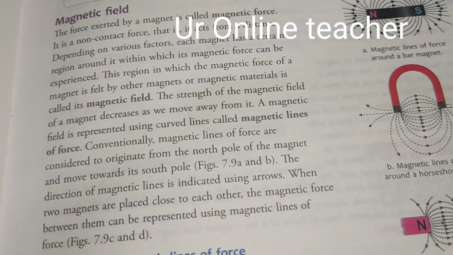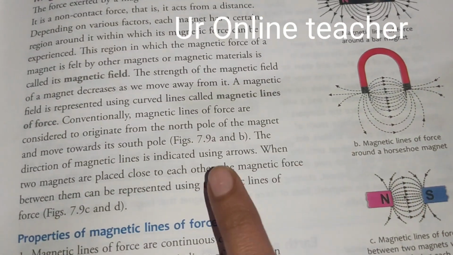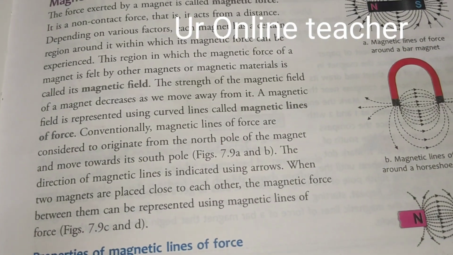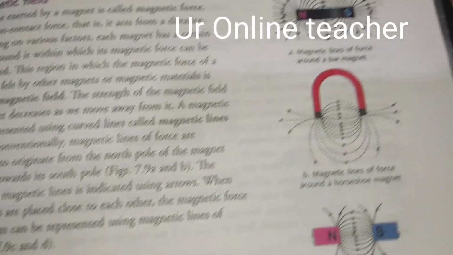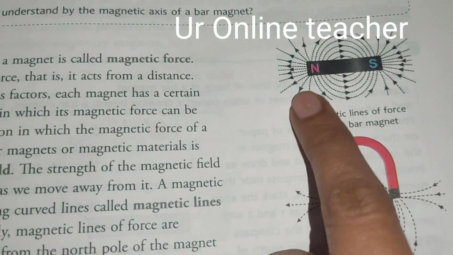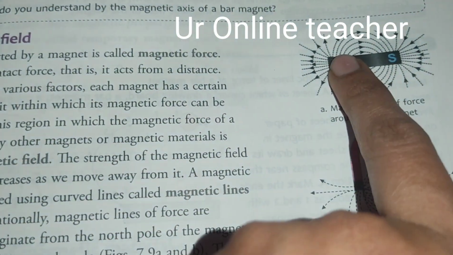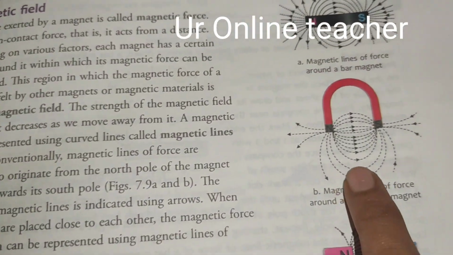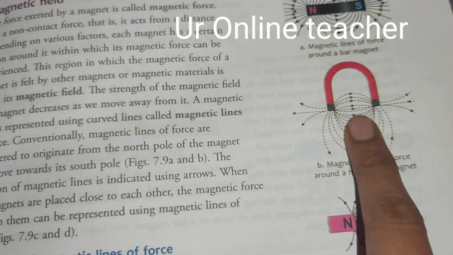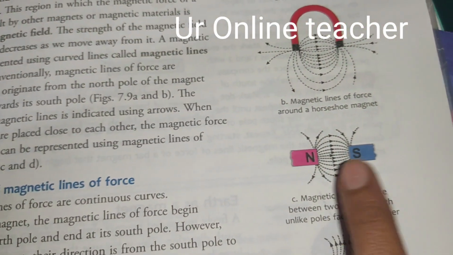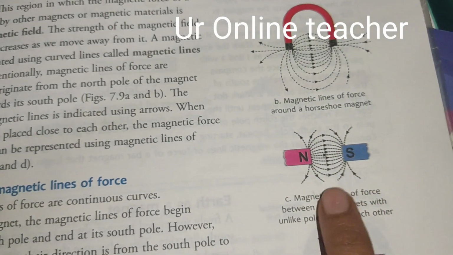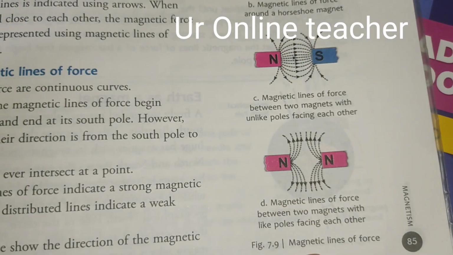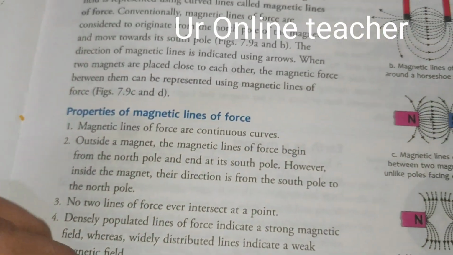When two magnets are placed close to each other, what happens? The magnetic force between them can be represented using magnetic lines of force. See here the bar magnet, how it is. The magnetic force starts from the North Pole and ends at the South Pole. The curved lines here are also the same. You can see the curved lines in a horseshoe magnet, and the magnetic lines between two magnets. When like poles repel, see how they repel each other.